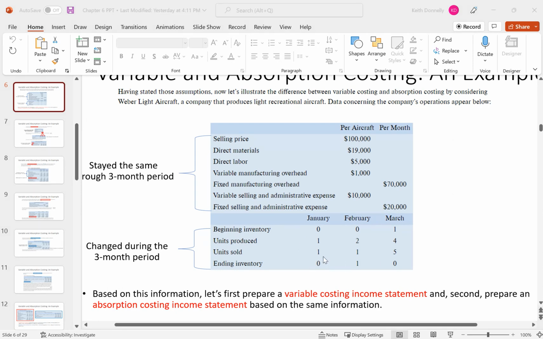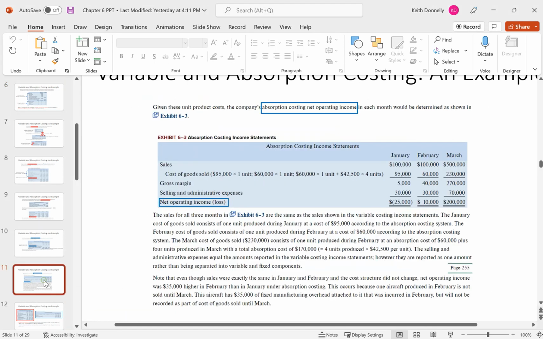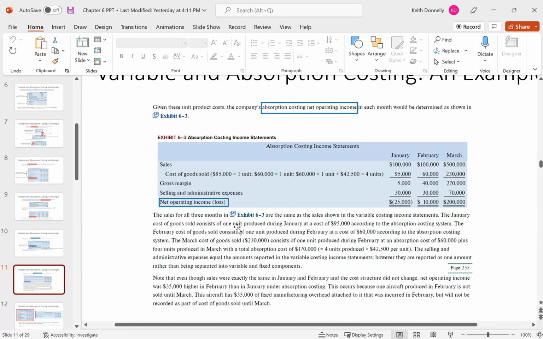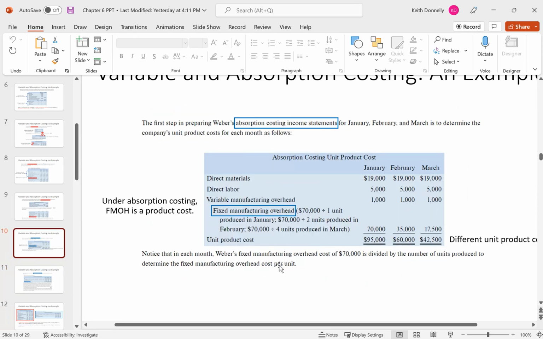Yep, okay, so it's 115. Here's where you have to be a little bit careful on this if we go back, right? One of the things you have to remember here is that under our assumptions, we had no beginning and ending inventory when we started here. So in month 1, we produced 1 and we sold 1 that cost us 95, okay? In month 2, we produced 1 and then we sold 1 that cost us 60.